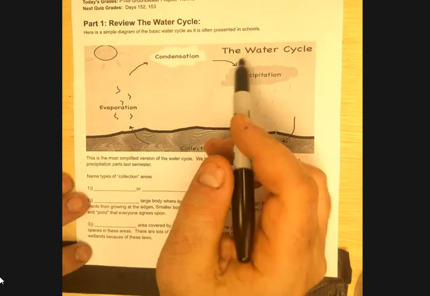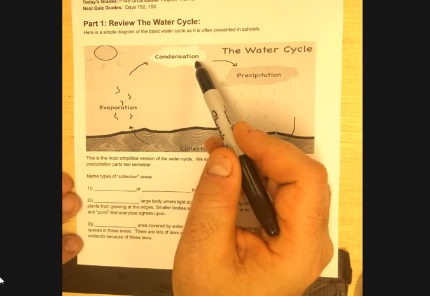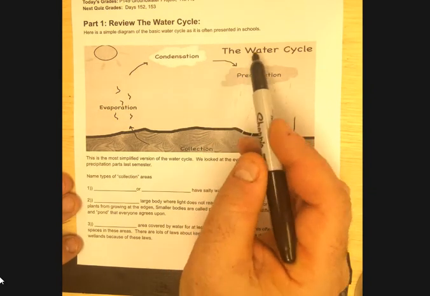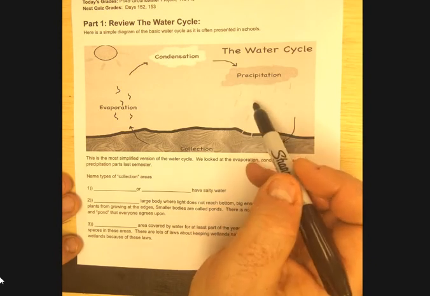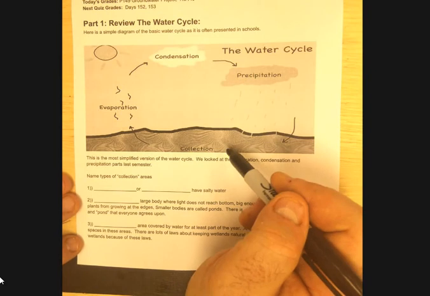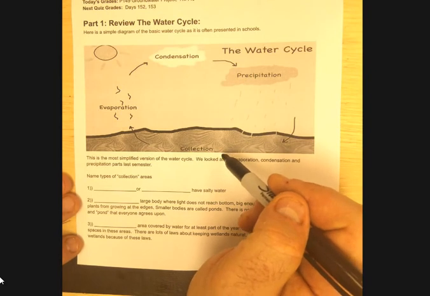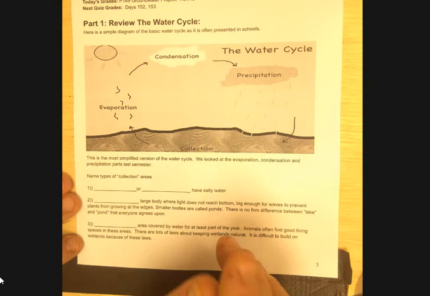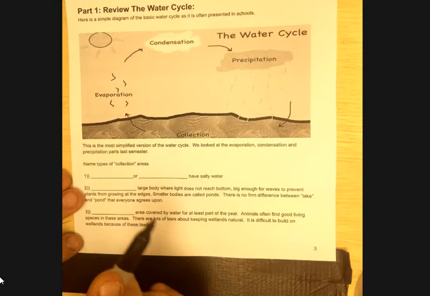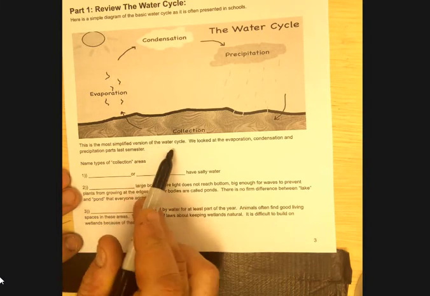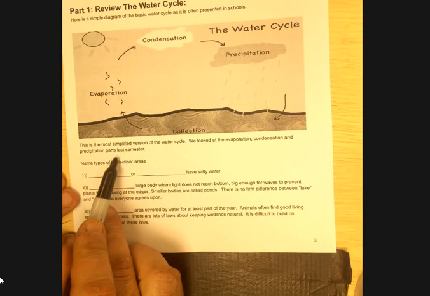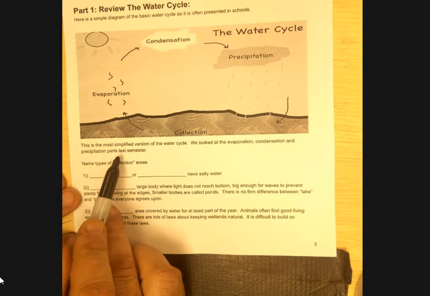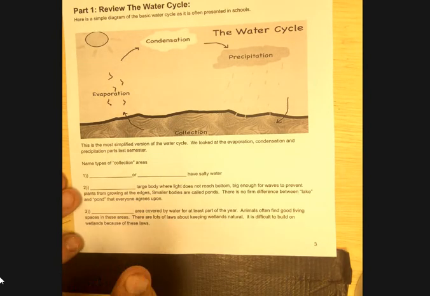And then when those droplets get big enough, colliding together and sticking, precipitation happens in the form of rain, snow, sleet, hail, that kind of stuff, and it falls back down into the collection of water, whether it be an ocean or a lake or a river or just simply wet ground. So this is the most simplified version of the water cycle. We looked at evaporation, condensation, and precipitation in parts earlier this semester with the weather units. So we've covered that in one way or the other in the past.